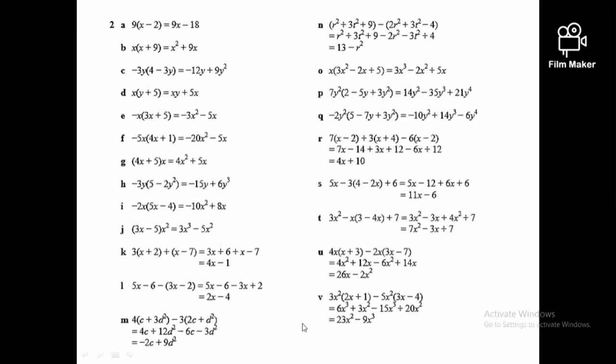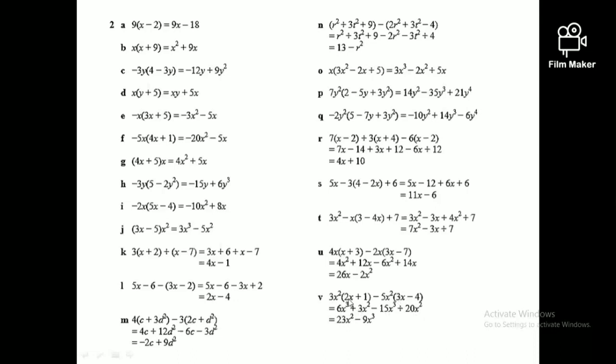So if I just review this part B, 3x squared into 2x: 3 into 2 is 6, x squared into x is x cubed. 3x squared into 1 is 3x squared. Minus 5x squared into 3x: minus 5 into 3 is minus 15, x squared into x is x cubed. Minus 5x squared into minus 4: minus 5 into minus 4 is plus 20x squared.